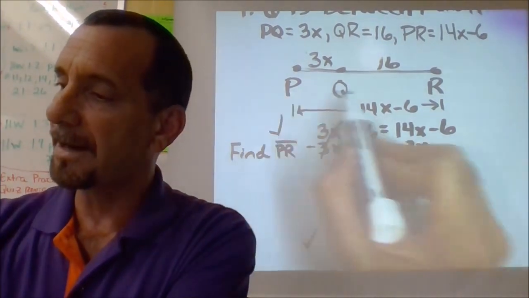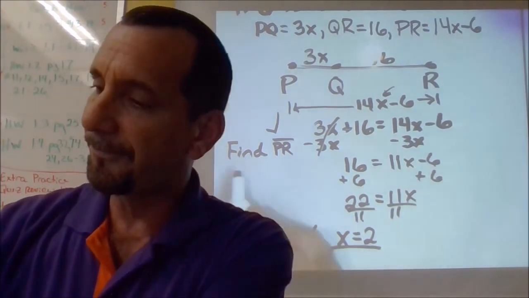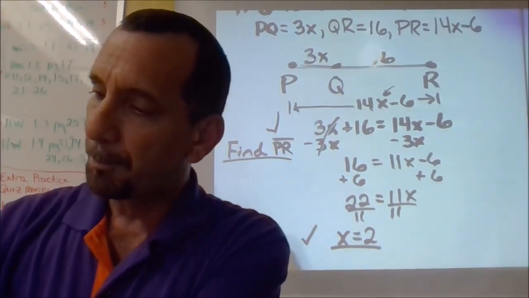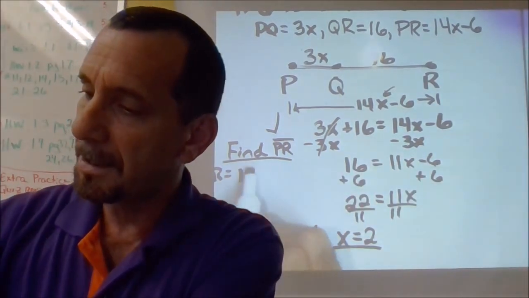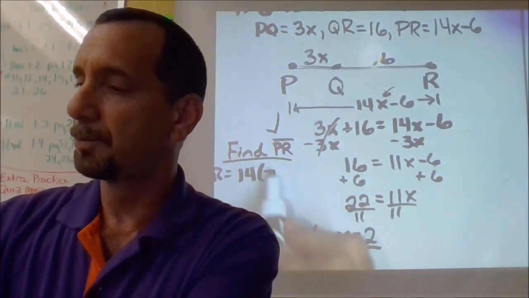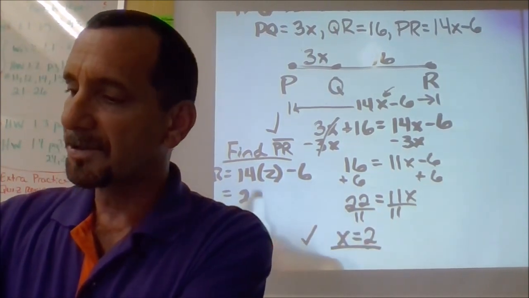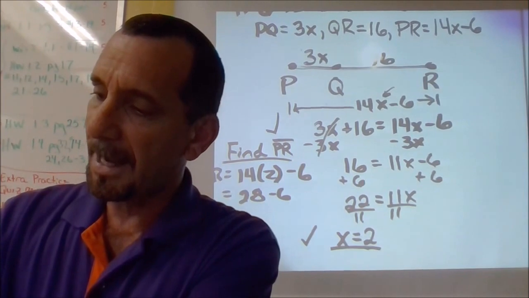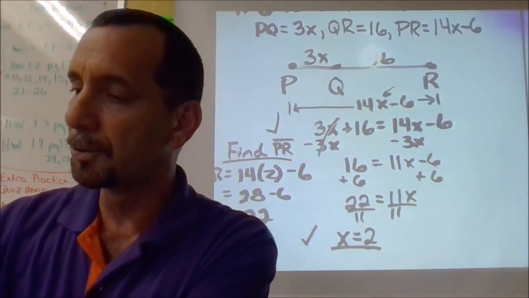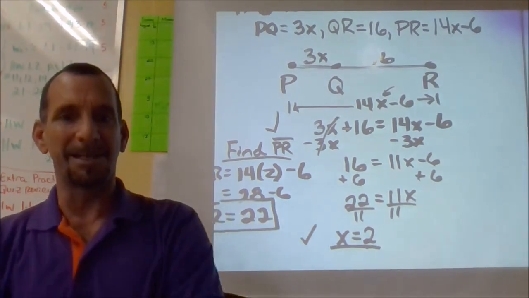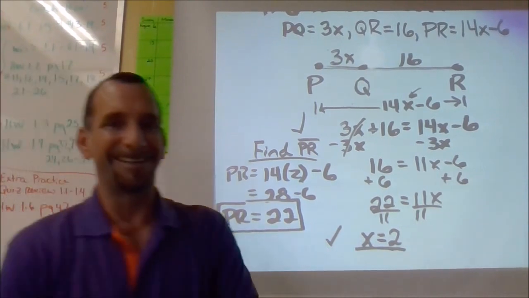So they want the entire length of PR, but now we know what x is, so we can find PR. PR equals 14 times 2 minus 6. And we know that that's 28 minus 6, and PR, our final answer, is 22 units. There you go.